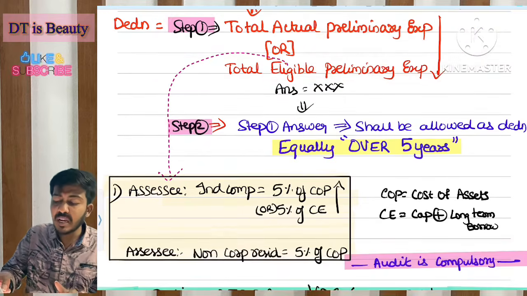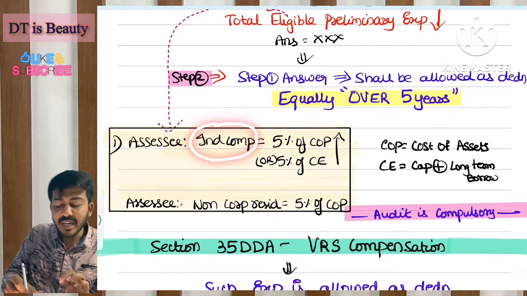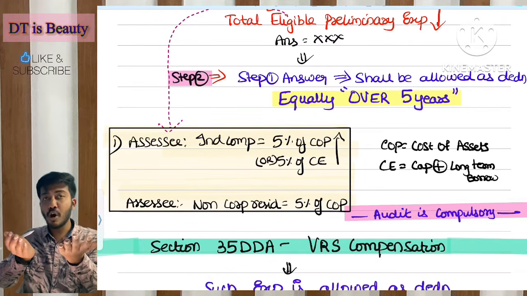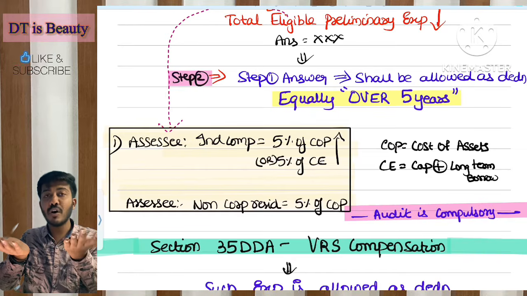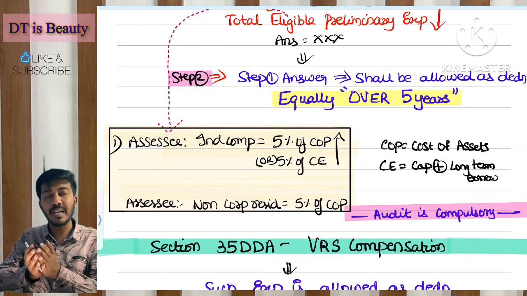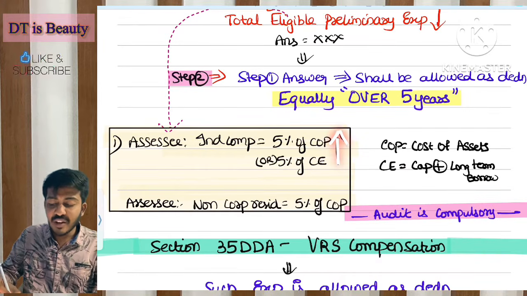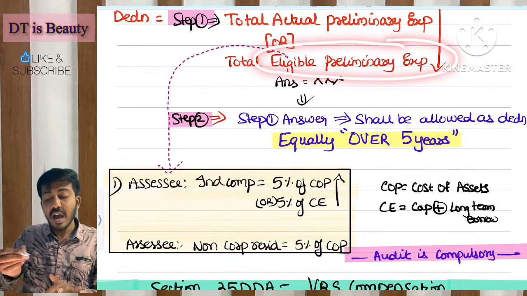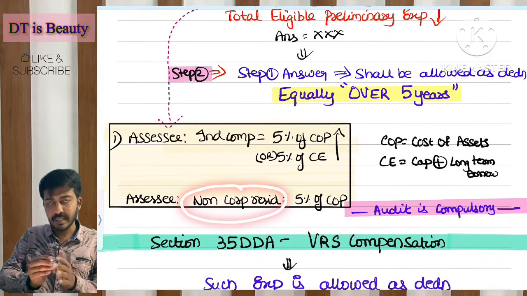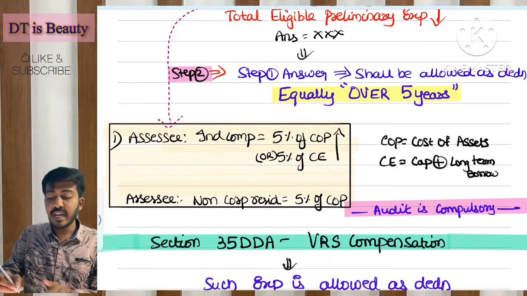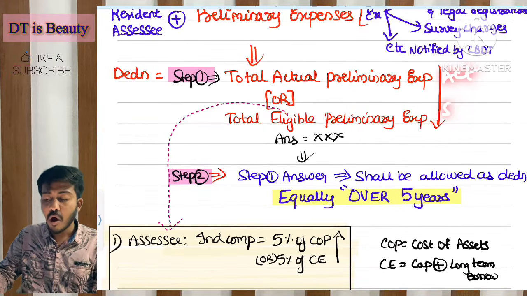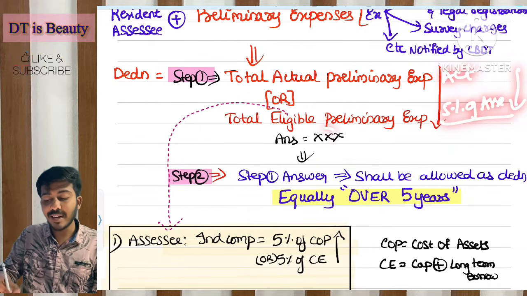What is this eligible preliminary expenses, sir? If the assessee is an Indian company, you should take 5% of the value of assets, which is cost of project, or 5% of capital employed, which is the capital plus long-term borrowings. Of these two, whichever is higher, that will be the eligible preliminary expenses. You have to write it here. However, if the assessee is non-corporate, other than a company, then he can straight away take 5% of the assets cost, which means actual cost or 5% of the assets value, whichever is lower. You will get an answer, right?